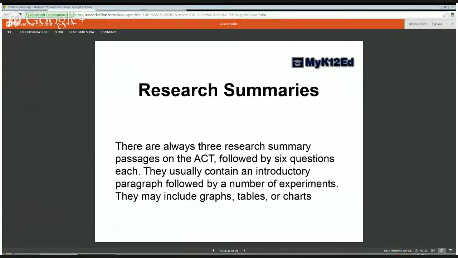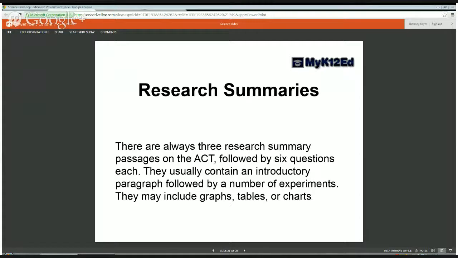There are always 3 research summary passages on the ACT, followed by 6 questions each. Remember, data interpretation had 5 questions, research summaries have 6 questions, and the conflicting viewpoints or battling scientists, the ones that have more than one view on something, will be 7 questions. So that's a good way to remember which passage you're reading for the science portion. The research summaries will have 6 questions.